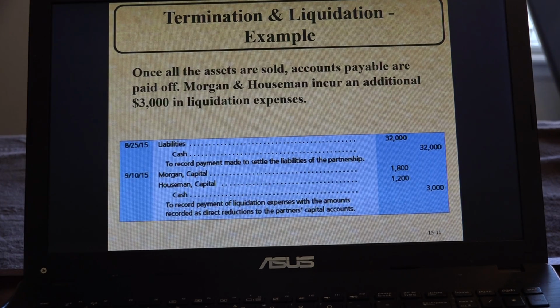Okay, so all these entries, all these losses are causing Morgan's and Hausman's capital accounts to be reduced. And in some cases, it might be reduced to a negative amount. In this case, that's not true, but it could, as we'll see in some other examples.